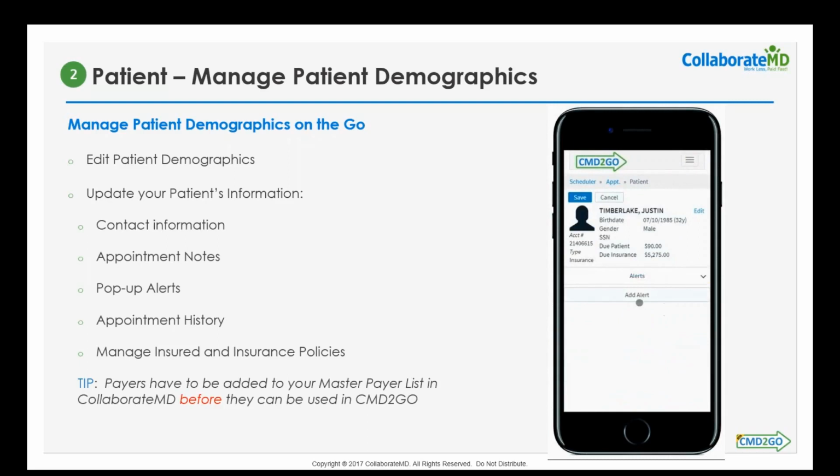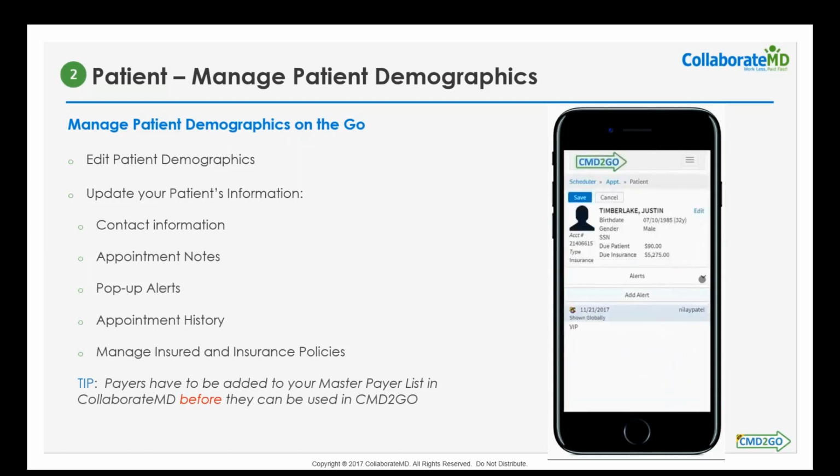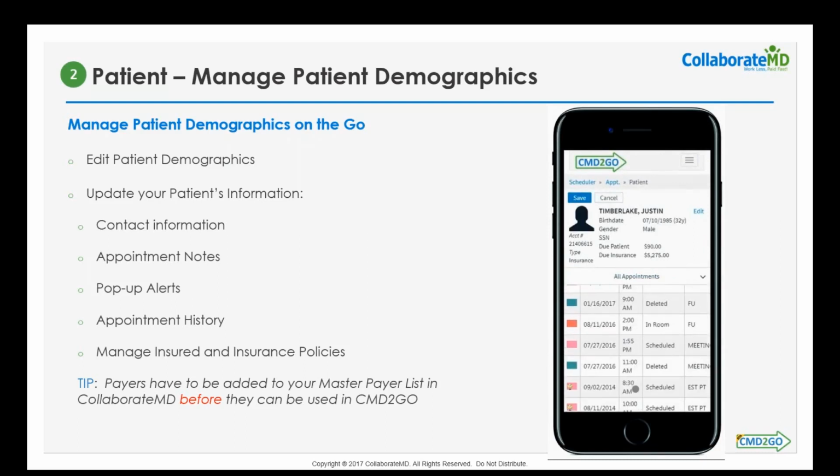You'll be able to customize pop-up alerts for the appointment or global alerts. So you simply type your alert in, you can take it throughout the whole system or single it out. You can view a history of your patient's appointments. Once it's populated, you'll be able to scroll up and down and search for the appointment history for the single appointment that you're looking for.